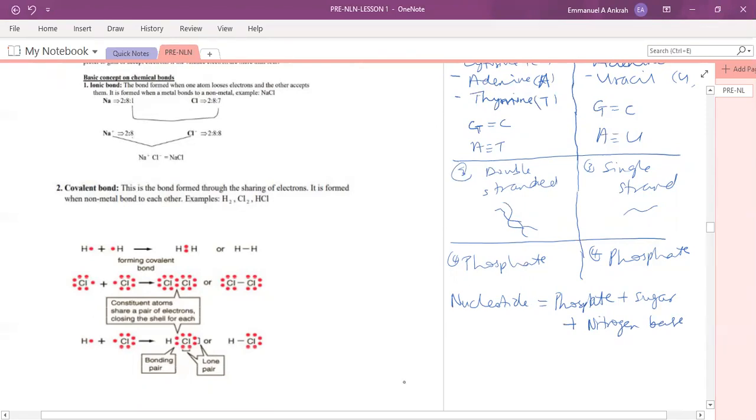Okay. And when you say nucleoside, there are two things here. The nucleoside is just the sugar and the nitrogen base, the ribose or deoxyribose sugar plus the base, without the phosphate. Okay. All right.